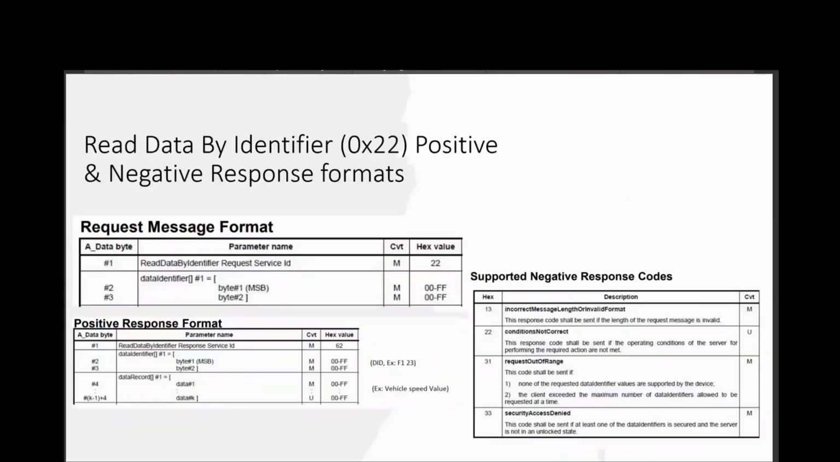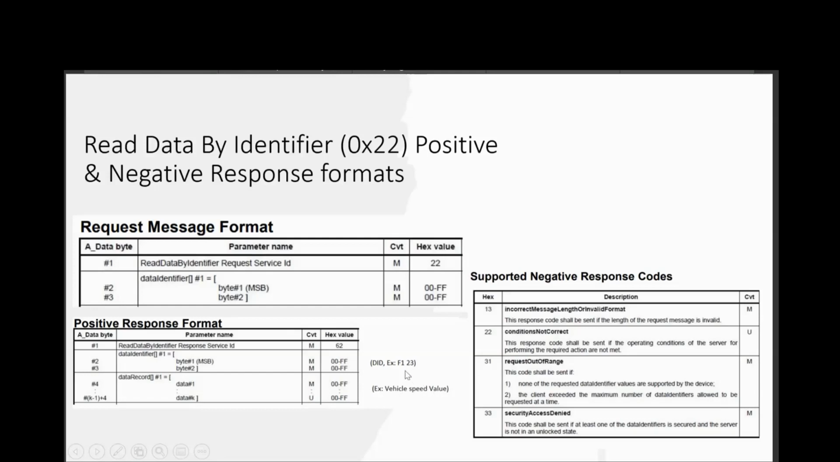So there is a simple example here, reading a parameter, taking vehicle speed as we discussed initially. The service ID will be 22 followed by the 2-byte DID. So this is the request message format. Then you will get the positive response, as I told, 22 plus 40, so 62, followed by the same F123, that is associated with vehicle speed in the software. This is a unique number which represents vehicle speed in the software.